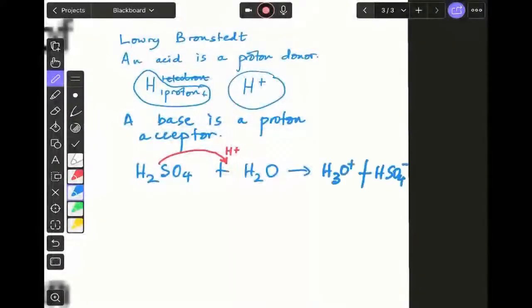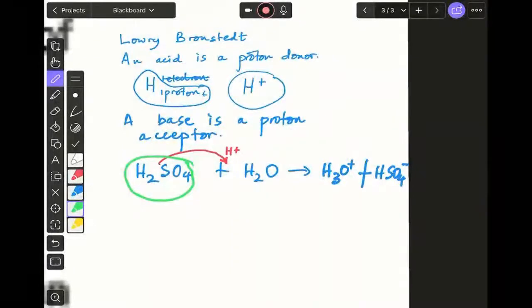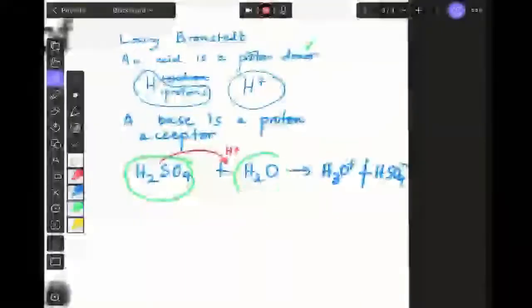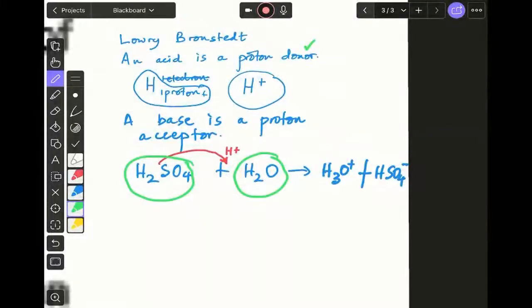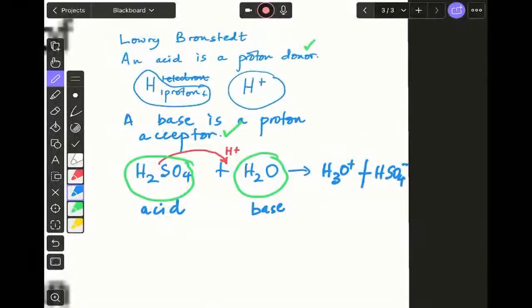What has happened is that the H2SO4 donated the proton, so it has acted as a proton donor, and the H2O has accepted a proton, so it has acted as a proton acceptor, which means that the H2O acted as a base, and the H2SO4 acted as an acid. In the reverse reaction, remember this is a reversible reaction.